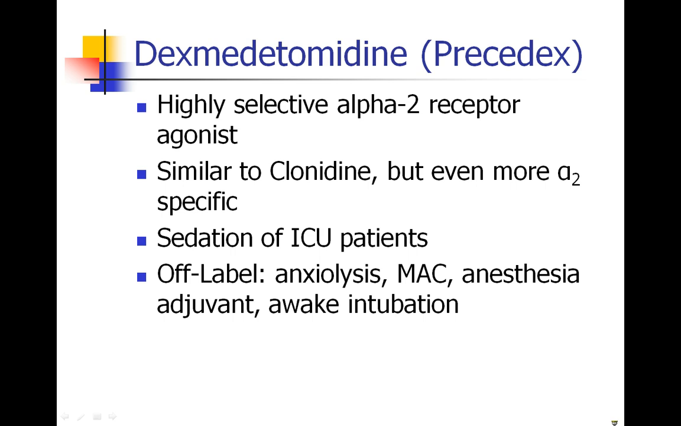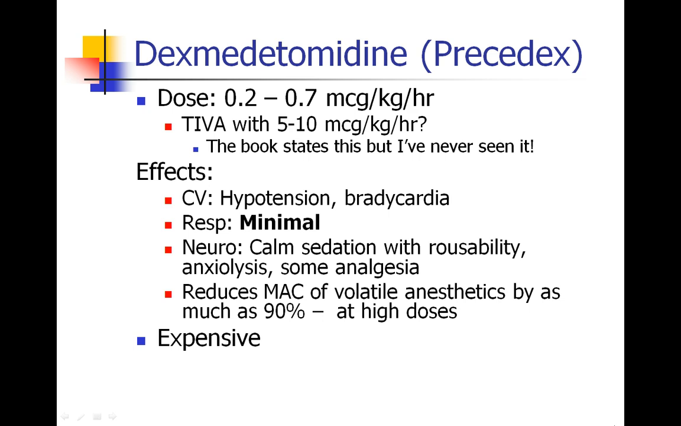It was on label originally for sedation of ICU patients, but has been used for anxiolysis, for MAC anesthesia, as an adjuvant to general anesthesia, and for sedation during awake intubation. So it is a very interesting and very effective drug. Dexmedetomidine is typically dosed at 0.2 to 0.7 micrograms per kilogram per hour. Often a loading dose is run first, or some people just start with the maintenance dose and let it build up over time.